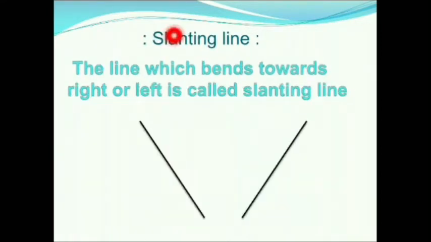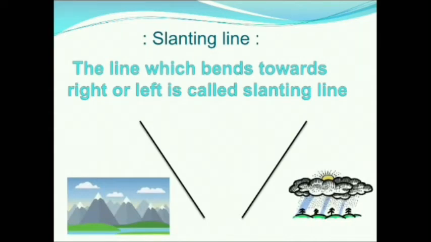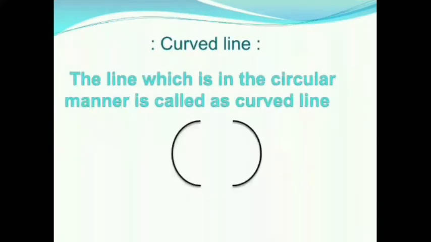Next, we will move to slanting line. The line which bends towards right or left is called slanting line. They look like slope. Let us see some examples. You have seen rain, no? You should not play in the rain. The raindrops will be in the form of slanting lines. And the mountains will look like having slanting line at the edges.